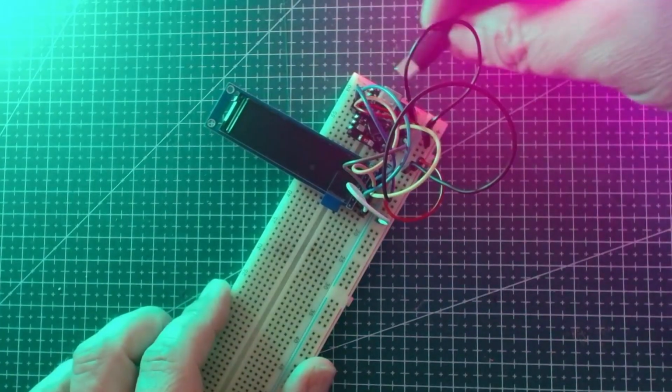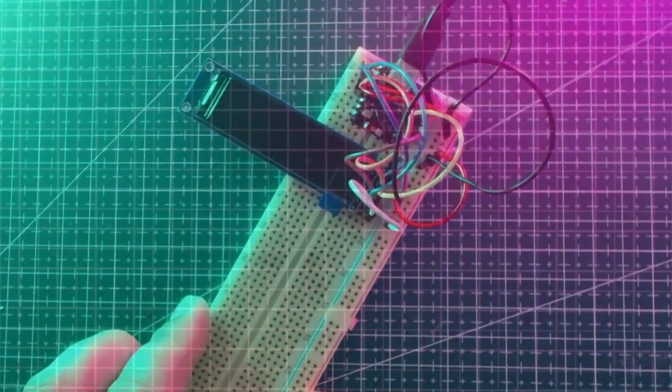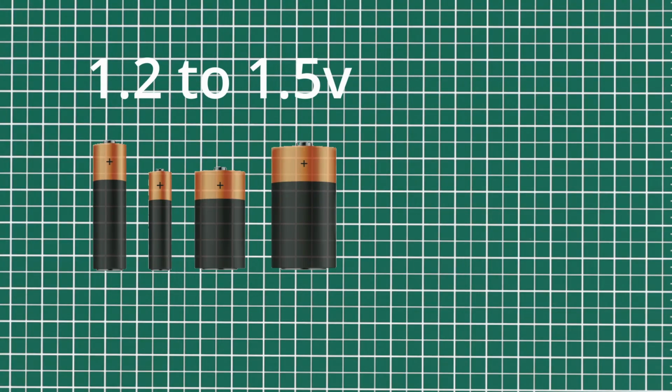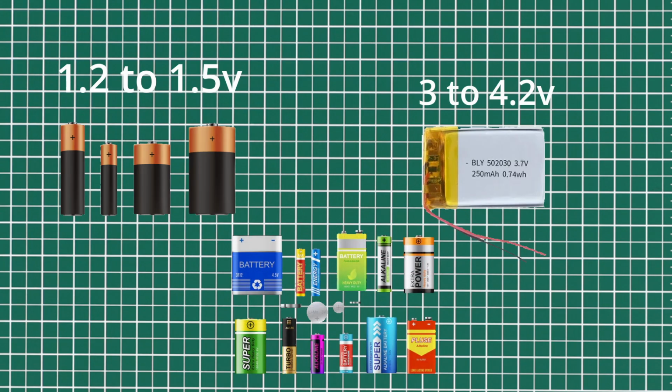Let's talk about powering our project. At the moment, it's on the bench and we can use USB. But what if you wanted to use batteries? We need 5 or 3.3 volts, right? Batteries don't come in such convenient sizes. Your typical battery is 1.2 to 1.5 volts. LiPo batteries go from 3 to 4.2 volts. Not to mention all the other sizes.